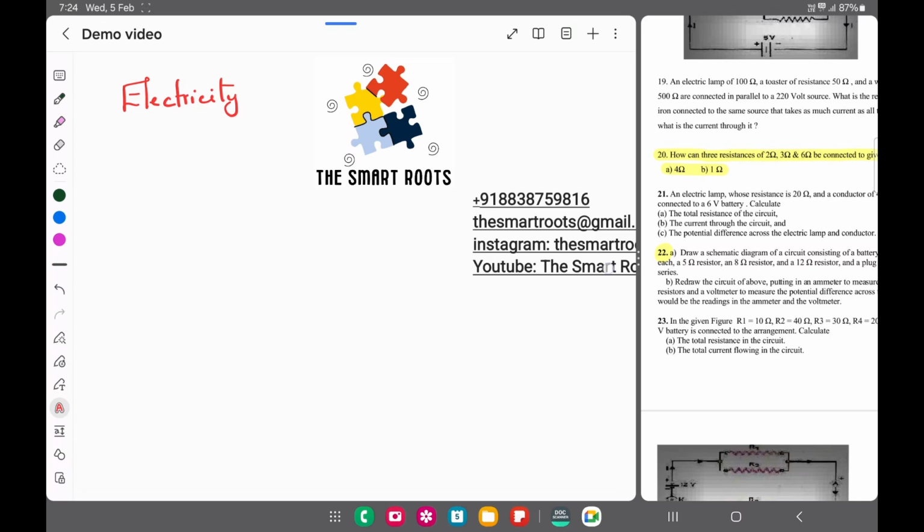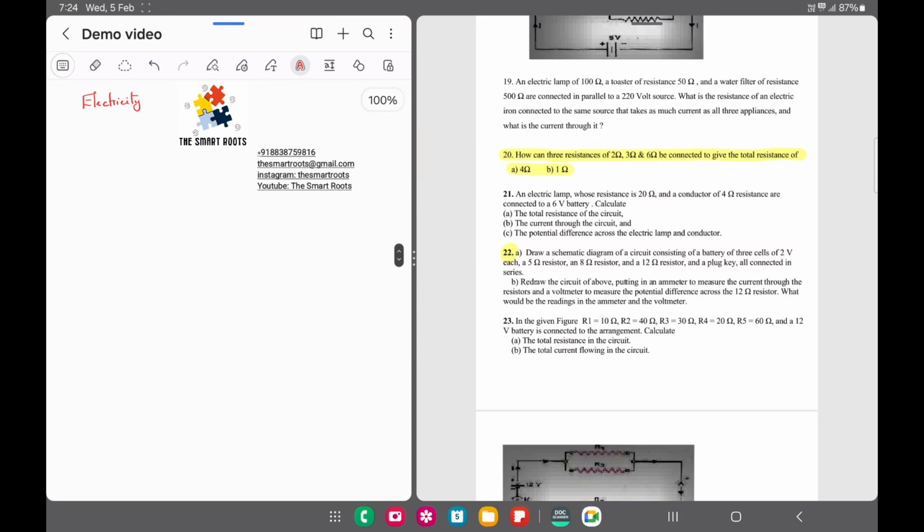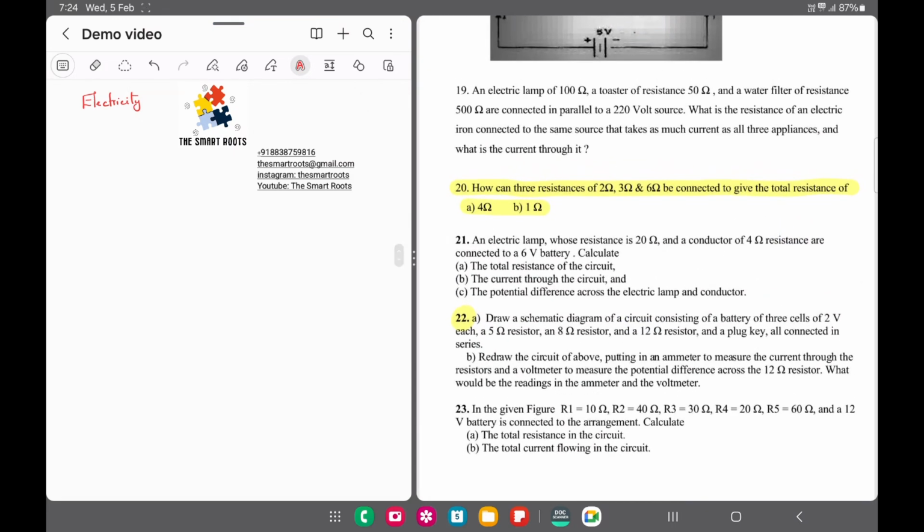Let me read the first question. You can see the questions on the right side. Only very few questions will be dealt with now, nearly only 5 questions in the marathon. So, how can 3 resistors of 2 ohm, 3 ohm and 6 ohm be connected to give the total resistance of 4 ohm and 1 ohm?